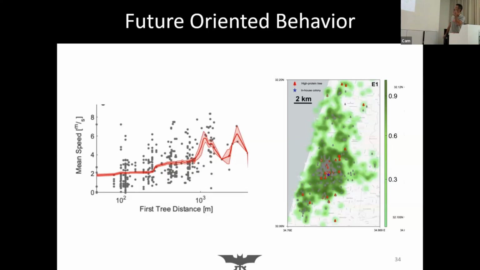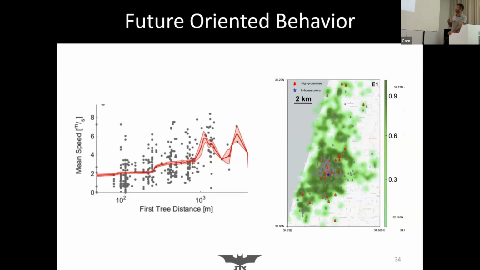And on these nights, we see that they head directly to these protein-rich trees, which they have visited before. Again, if we think of episodic memory, we see that they will skip many trees on the way. Okay, so there are many fruit.